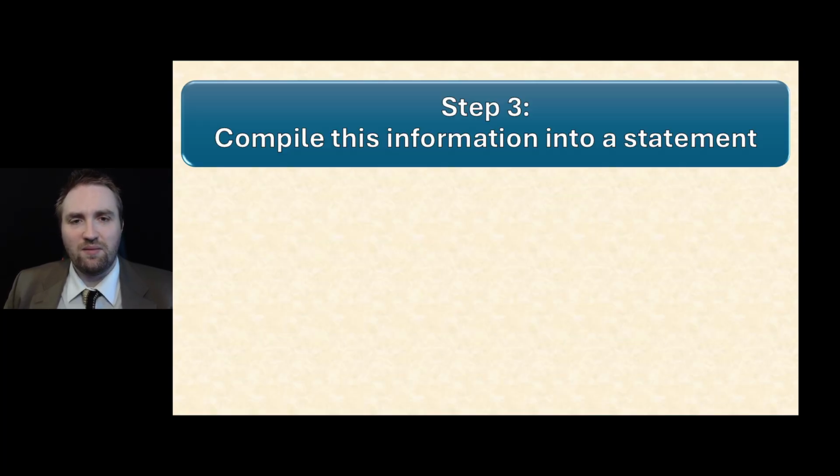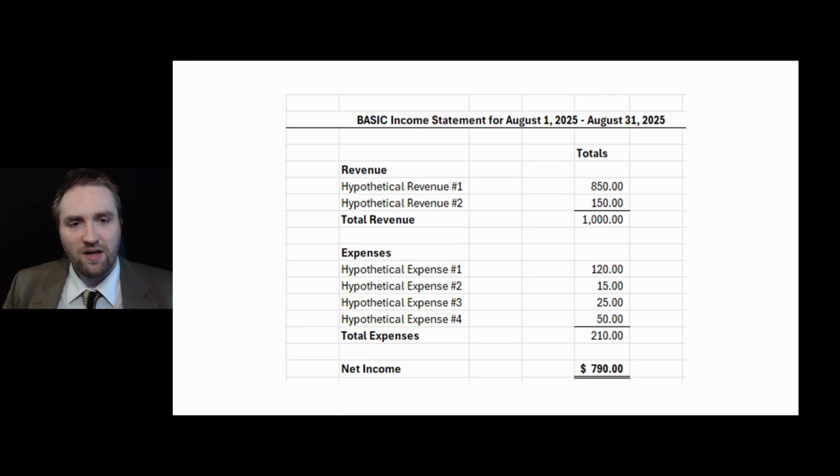Step 3. Compile the information into a statement. We know the purpose of an income statement is to identify all revenues and expenses for a business for a period of time, so that we can ultimately determine net income. Net income is, of course, determined by subtracting expenses from revenues. So to put this statement together, with the correct format, we would simply create 3 sections. At the top, a section for revenue, below that, a section for expenses, and below that, a line for net income. After we finish putting the statement together, we go to step 4.